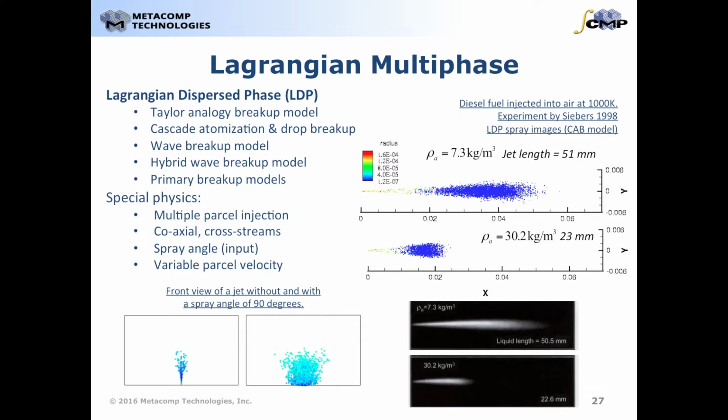Special physics that can be handled with the LDP include multiple parcel injections and coaxial and cross-stream flows. A spray angle can be specified, as well as variable parcel velocity. The effect of the spray angle is displayed in the two images on the lower left, which show the front view of a jet without and with a spray angle of 90 degrees.